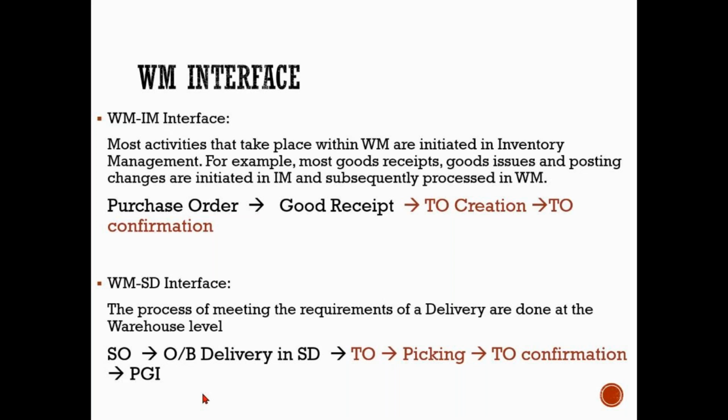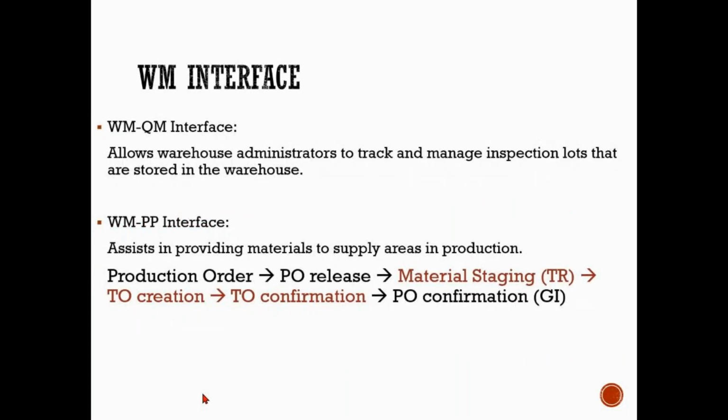Okay, and once that is done, you can go ahead and do a goods issue for that delivery. It will take that stock out of the system, trigger the ASN or whatever documents for the customer, and move the stock to the customer. Okay, so next is the QM interface.